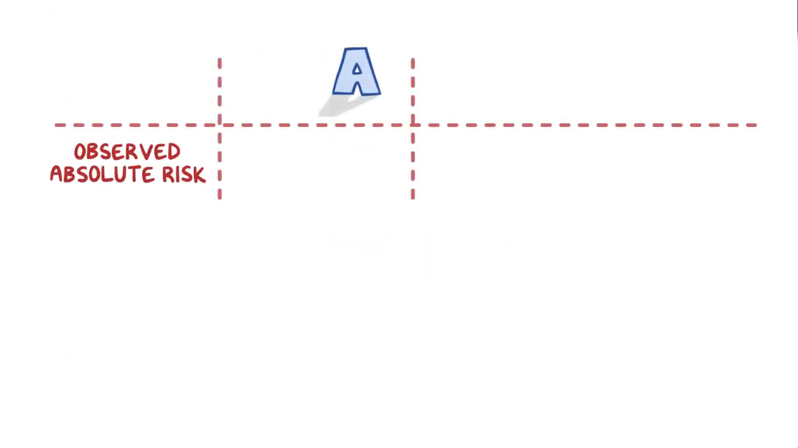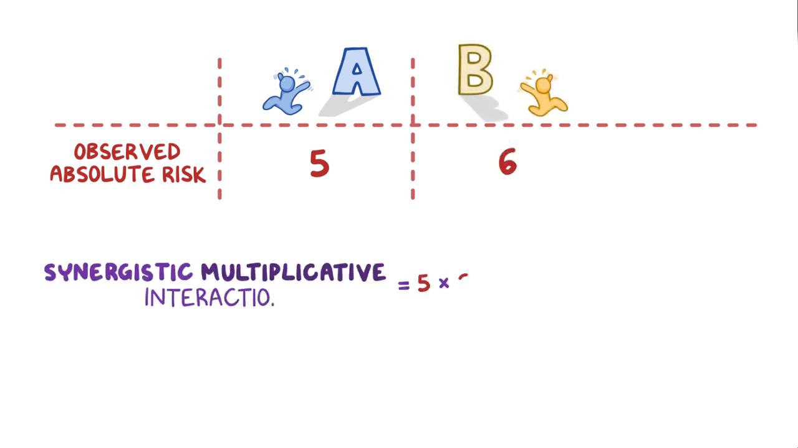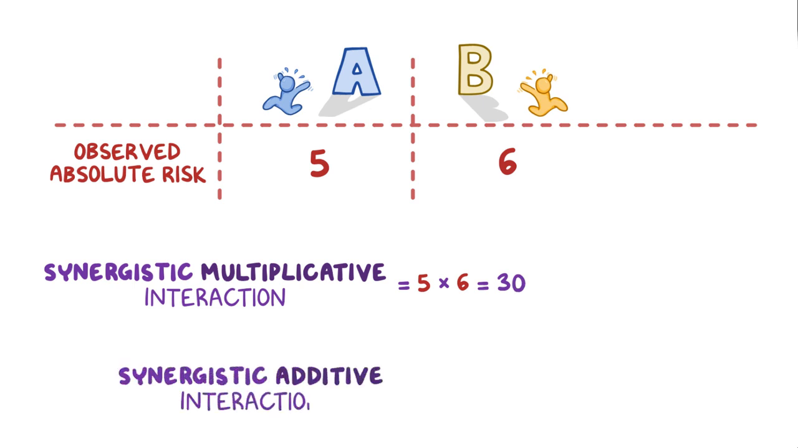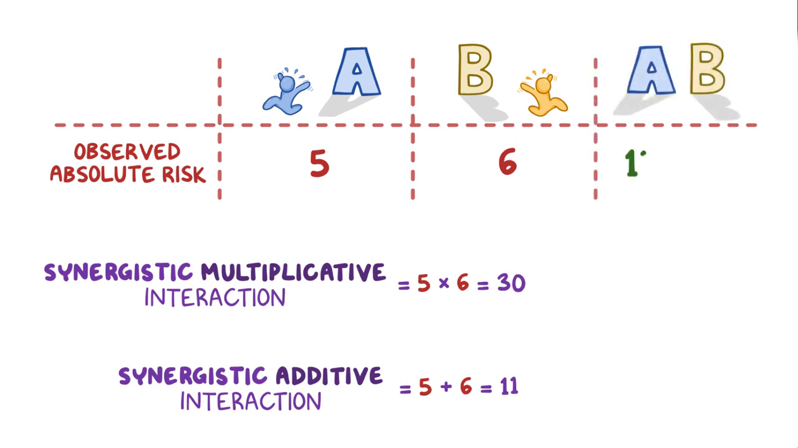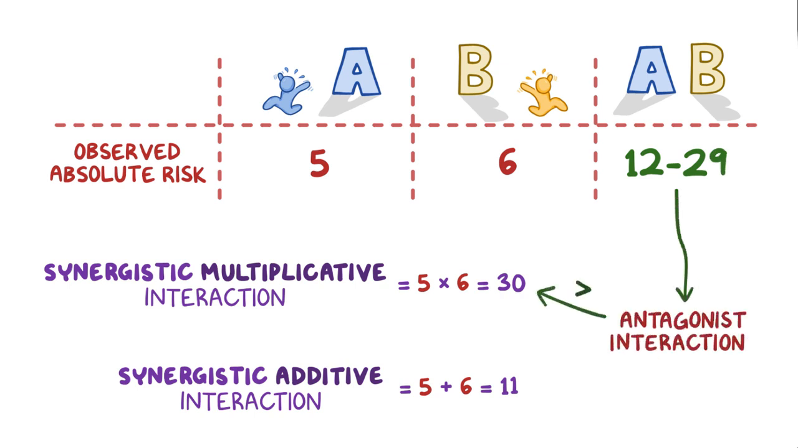For example, if the observed absolute risk for people exposed to A is 5 and B is 6, then the threshold for synergistic multiplicative interaction is 30, and the threshold for synergistic additive interaction is only 11. If the observed absolute risk for people exposed to A and B is somewhere between 12 and 29, then there's an antagonistic multiplicative interaction and a synergistic additive interaction.